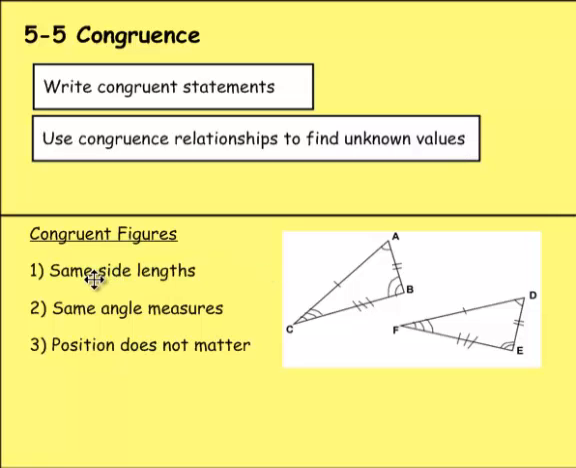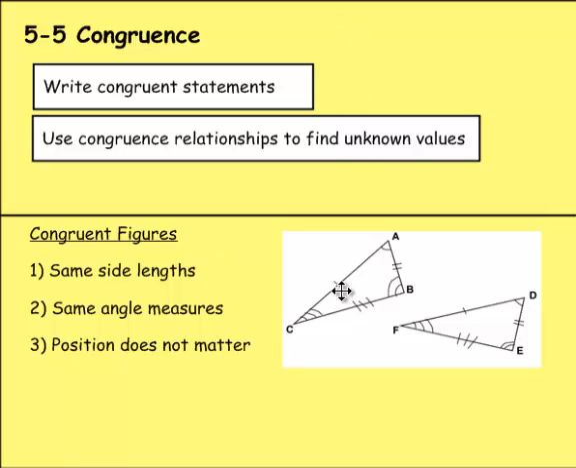It means that the side lengths need to be the same. That also means the same angle measures as well. One thing that does not matter is position. So we could rotate these shapes, we could flip them, we could reverse them. It does not matter because as long as the side lengths are the same and the angle measures are the same, they are congruent figures.